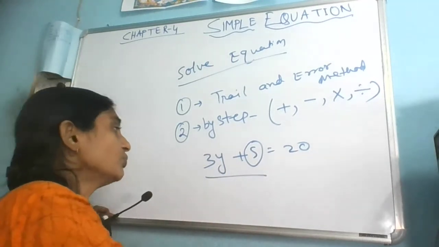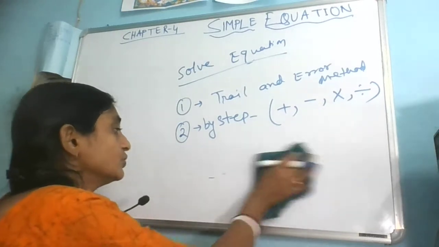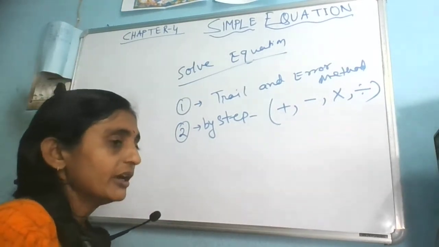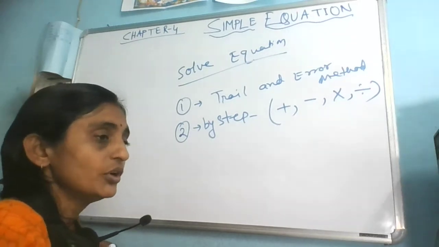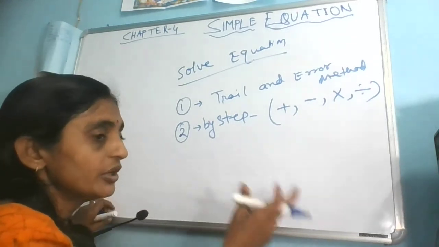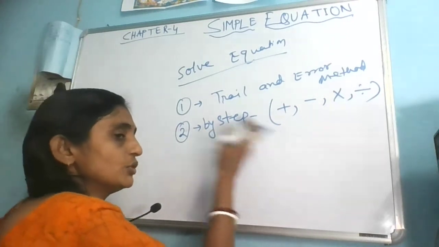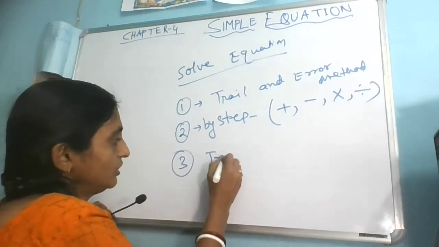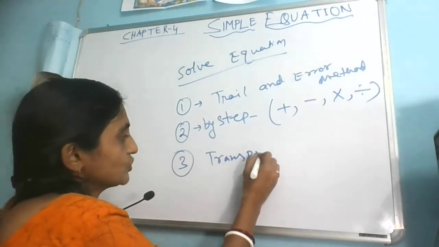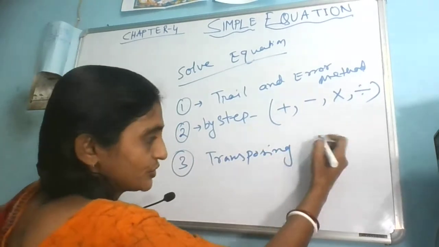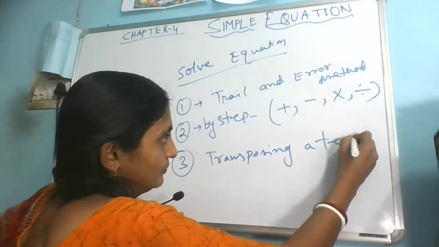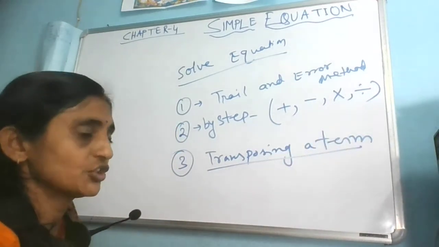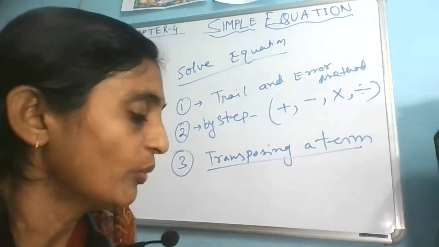Now what is the last way we will learn today? That is how we can solve an equation by transposing a part, that means from the left hand side to the right hand side, or from the right hand side to the left hand side. So the third thing we will learn is called transposing terms. In the last part we will learn about this. Let's come to these one by one.